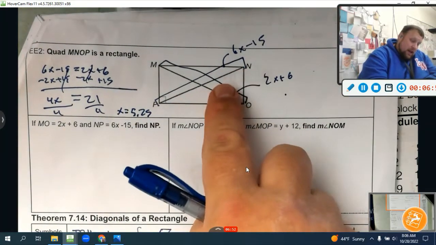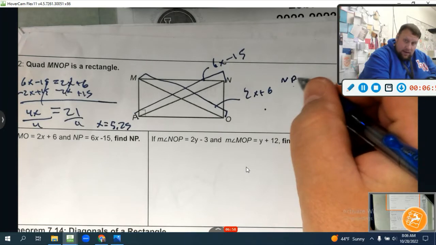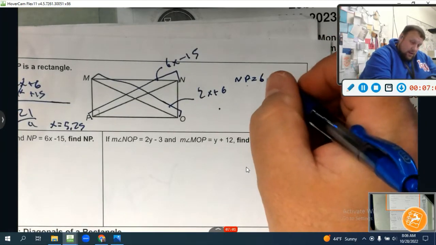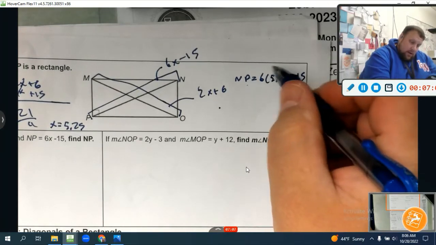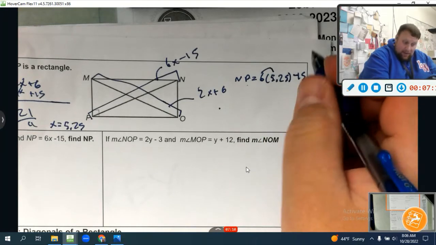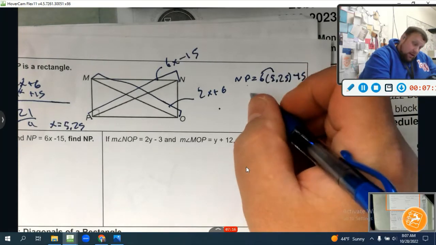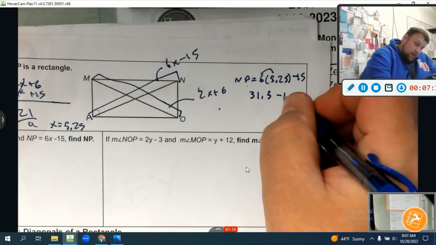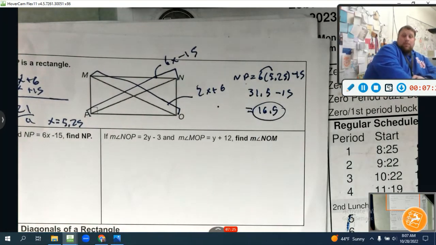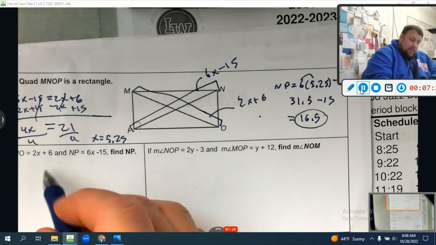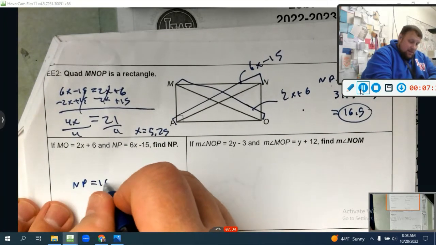Now, if I want to know the length of that, I'm going to plug this in. So I'm going to have NP equals 6 times 5.25 minus 15. Well, let's see. 6 times 5 is 30. 6 quarters makes $1.50, so that's going to be 31.5 minus 15, or 16.5. I realized I was supposed to answer this in this box right here. So we know that NP equals 16.5.